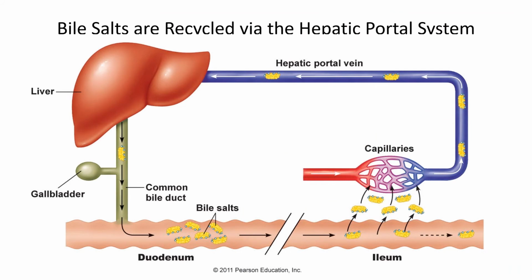The bile salts are going to be recycled. So the bile salts are dumped into the duodenum, and when they get to the end of the small intestine, which is a region called the ileum, they're going to be reabsorbed into the hepatic portal system and taken back to the liver to be reused.